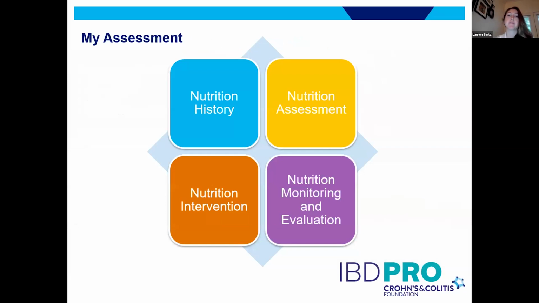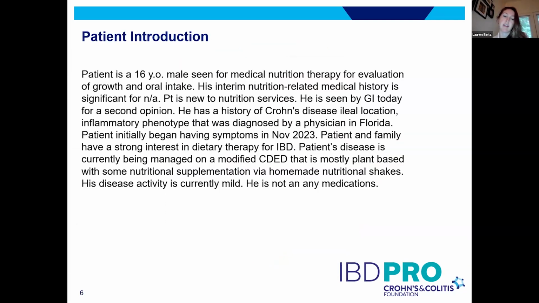So my assessment falls into 4 categories. What I'll do is I'll first get a nutrition history, compose a little paragraph of my nutrition assessment, make a plan or an intervention for the patient, and then touch on points and areas that I want to monitor and evaluate with the patient. And so I'm going to go through these 4 parts of my assessment, and I'm going to use a case study to guide us through the whole assessment, make it a bit easier to understand.